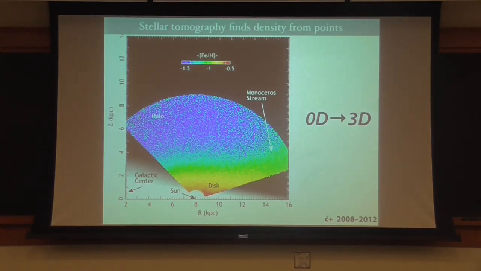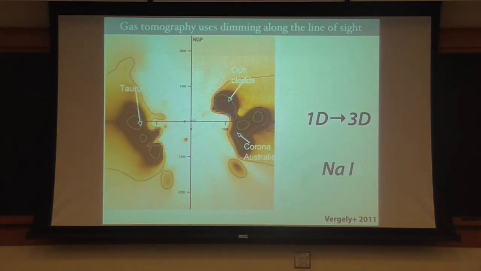Stellar tomography, and I won't be talking about this at all, is just trying to go from a 0D object, i.e. a point in space, and look at the 3-dimensional distribution. And so some folks have used Sloan data once again to look at the distribution of stars in the halo, and maybe you can see the Monoceros stream down here and what have you. But this is actually looking at where the stars are, not looking where the intervening material is.